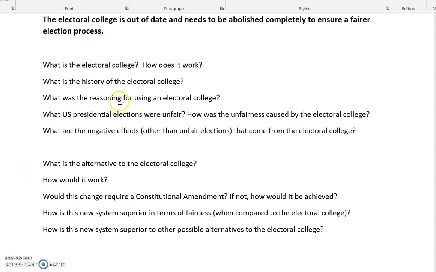I encourage you to do this with your claim as you're planning your essay and figuring out what you need to research, because for these questions that you are unable to answer, that's really where you need to direct your research from.